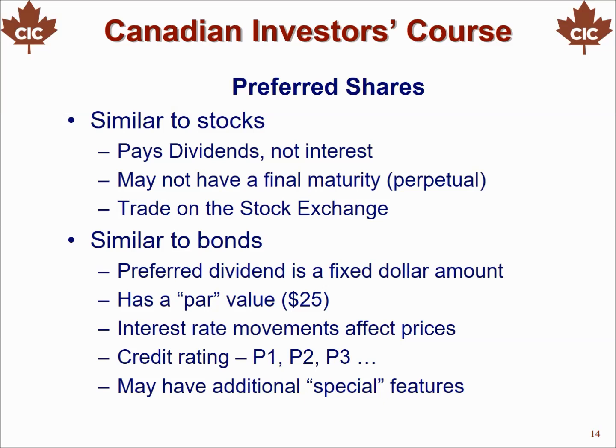Preferred shares are another fixed income vehicle, which are kind of a hybrid. They're similar to stocks in that they pay dividends, not interest, and they may or may not have a final maturity, so they could be perpetual or they could be some other form. They trade on the stock market, so that makes them similar to stocks. The part that makes them similar to bonds is that they have a preferred dividend, which is a fixed dollar amount, and it's paid in preference to the common shares.